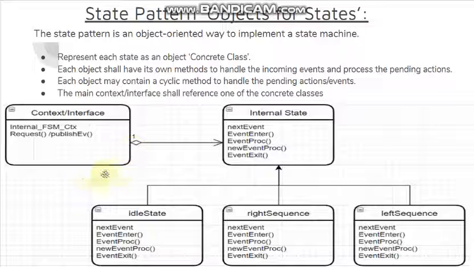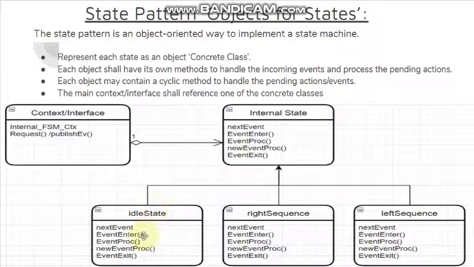So in the state pattern, we have the context or the interface, and the interface will be responsible to react with the upper layer. So for example, in our case, we have the buttons. If the buttons needs to register a new event, then it will use the public function from the interface, and the interface will delegate this request to the active state.